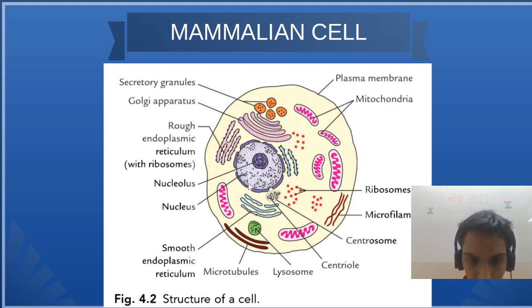Okay. Nucleus, remember nucleus is going to have an envelope with small pore like structures. That's very important to remember. And nucleolus will be there. And then we are finding the plasma membrane outside. So this is the structure of a cell.